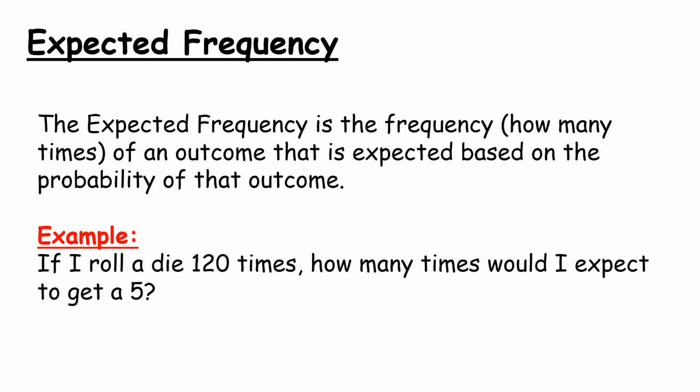So the first thing we do is we think about, well, what is the probability of getting a 5? There's 1 5 on the dice out of 6. So we would have a 1 in 6 chance of rolling a 5. But another way to think about it is 1/6 of the time we will get a 5. So that means 1/6 of 120. And that would give us our 20 times.